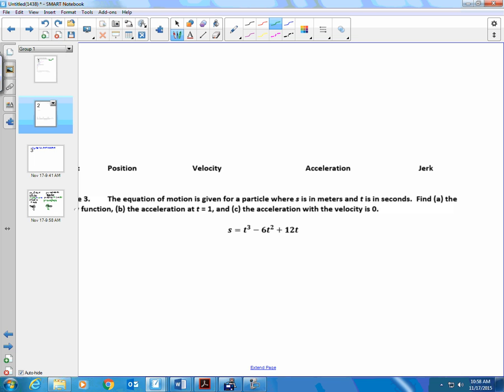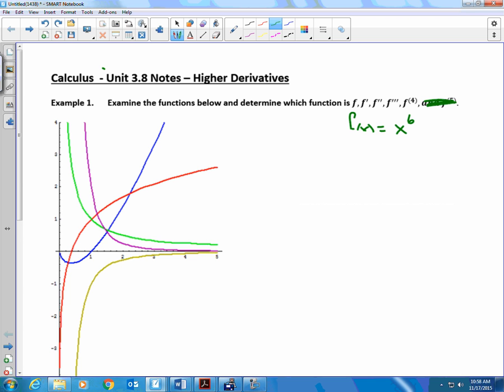So the first question, it says examine the functions below and determine which function is f, f prime, f double prime, f triple prime, and f fourth prime. You can cross off the f fifth prime because we won't be doing that. What does that mean? Well, if you have a function, say x to the 4th, what is the derivative of x to the 4th? Yeah, so f prime is equal to 4x to the 3rd.